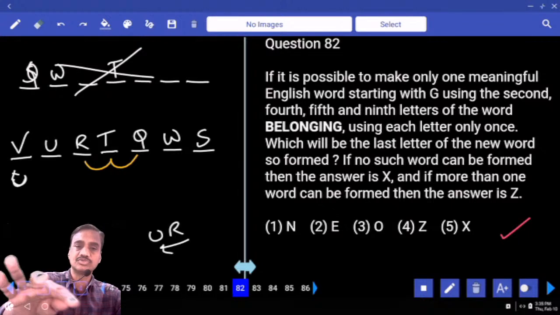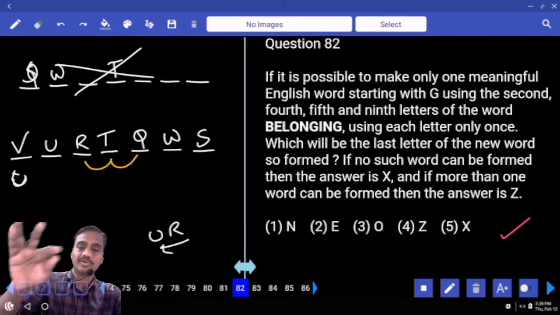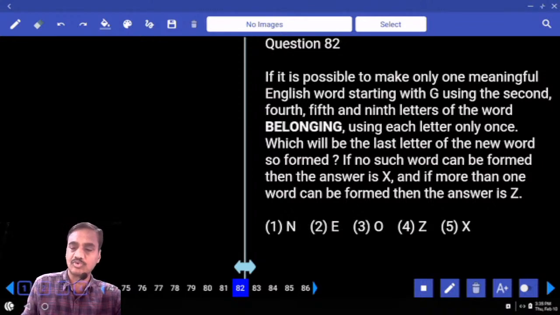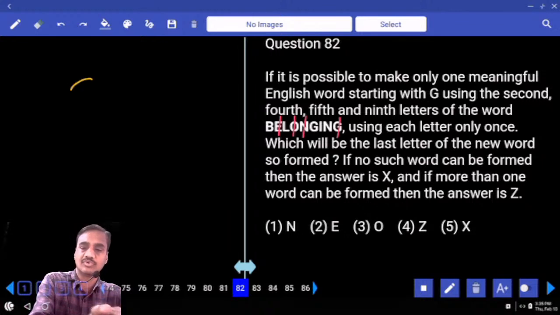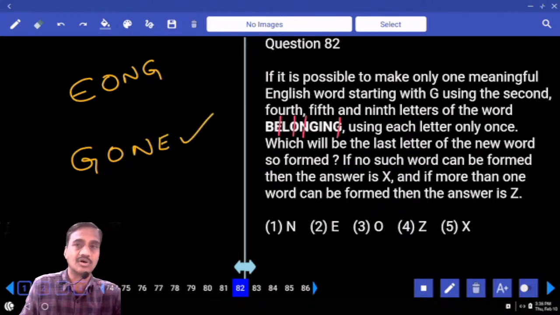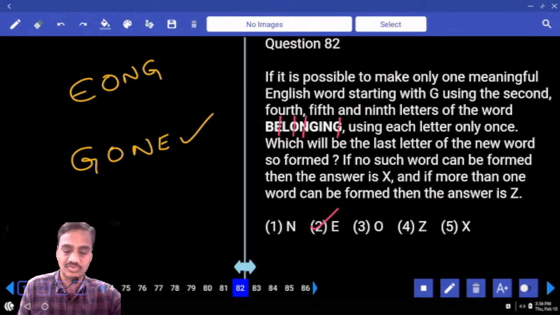Then coming to 82, it is again based on word formation. Now if it is possible to make only one meaningful English word starting with Z, using the 2nd, 4th, 5th and 9th letters. 2nd, 4, 5 and 9. And what are the letters we have? E, O, N, G. Now we need to start with G. Starting with G, what is the word that is formed here? Gone, G, O, N, E. And what is the last letter of that one? E, that is choice 2, question number 82.